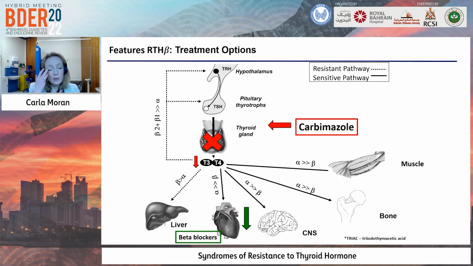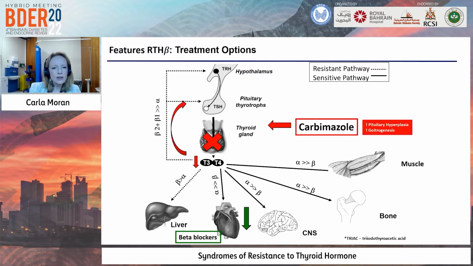So if we think a little bit about how we usually manage RTH beta, the first thing to say is most patients don't require any specific treatment. They may have relatively few or no symptoms. But if patients have palpitations, we use beta blockade. If they have predominant thyrotoxic features, such as the patient I've described, we use antithyroid drugs to lower the thyroid hormone production in the gland.